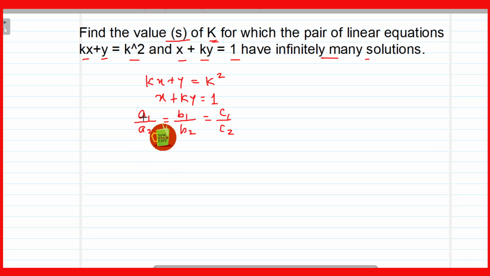So put these values. a1 and a2 are the coefficients of x, so it will be k upon 1, which is equal to b1 upon b2. b1 is the coefficient of y, so it will be 1 upon k, which is equal to c1 upon c2, the ratio of the constant terms, so it will be k square upon 1. Now these 3 ratios are equal, so first we will take the first 2 ratios.